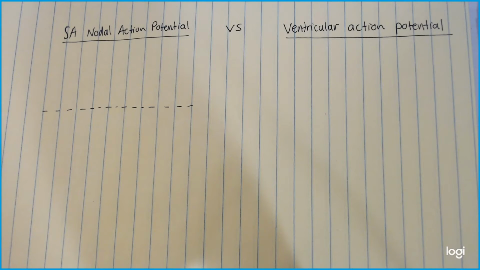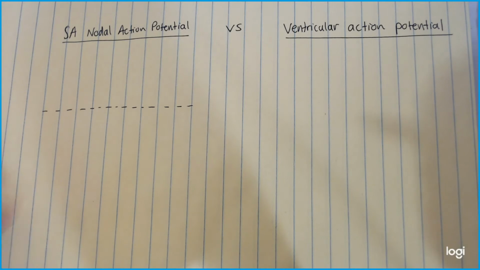So that means pacemaker, meaning that they don't have necessarily a resting membrane potential. So the potential is constantly rising or falling. Versus the ventricular action potential, you're going to see that it has a resting potential, and then it rises, then falls, and then rests, and then rises, and then falls. So let's go through each one, and we'll compare the two at the end.